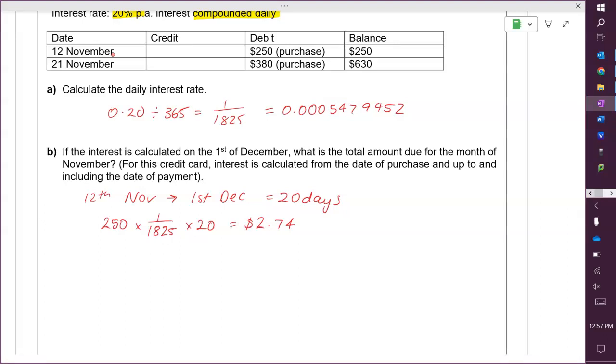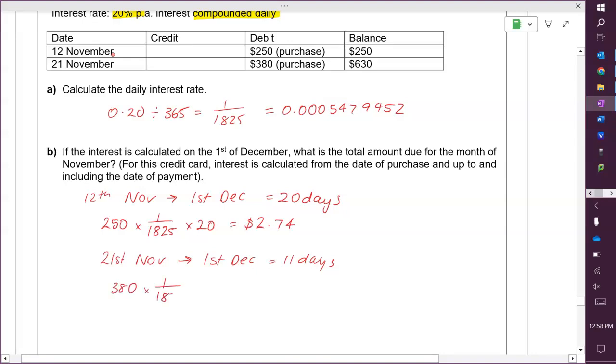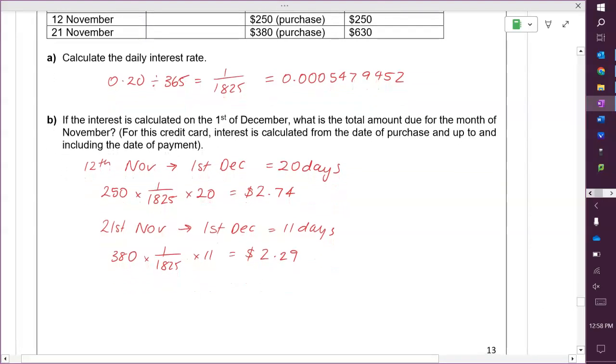The next one is from the 21st of November through till, again, the 1st of December, and that is 11 days. We use the same calculation. So on the purchase price, it's $380, again, multiplied by our interest rate by how many days? And we get 2.29. So that's what the interest is.